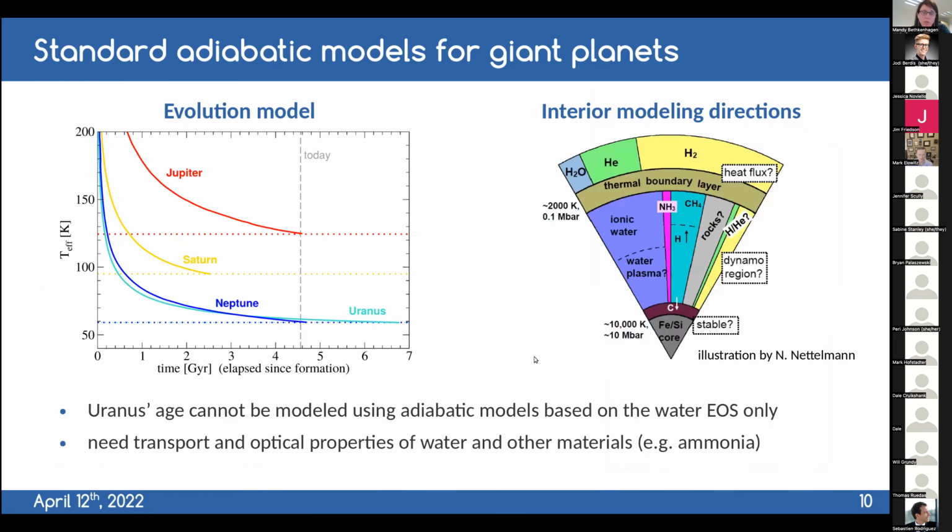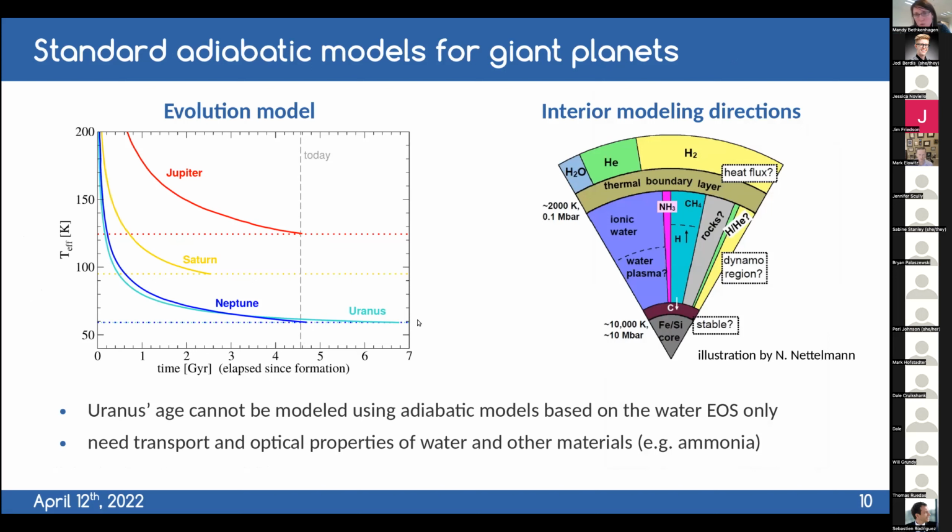So what's the problem now? Why were we not happy at the time with these models we got? Well, if you then also look at the evolution of these planets, you can see, for example, for Uranus, that when you calculate the time it took for the planet to cool down, we're not arriving at today's age, but we really overestimate the cooling time. So actually, Uranus has a way too low luminosity.